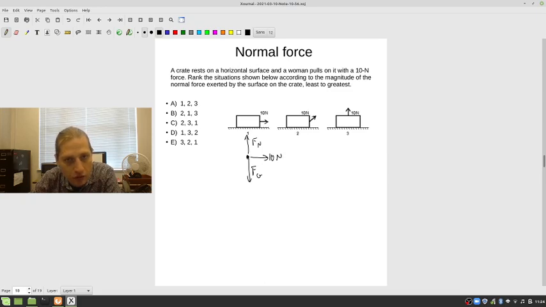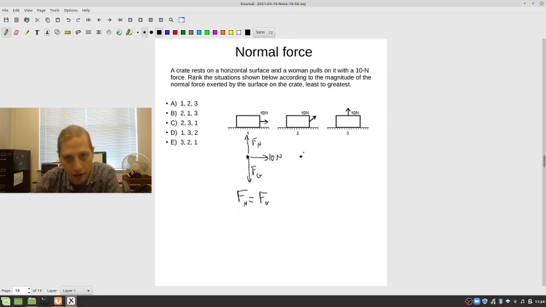Now that 10 newtons is acting horizontally, so it's not going to contribute one way or the other to the normal force. In this case, Fn equals Fg. They're going to have the same magnitude. They're opposite directions, but same magnitude.